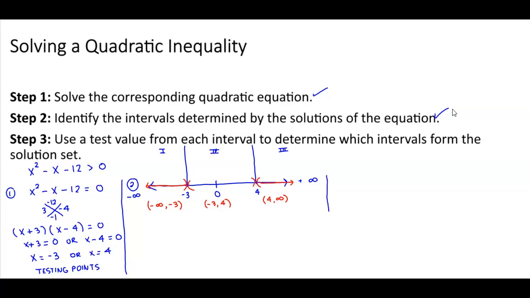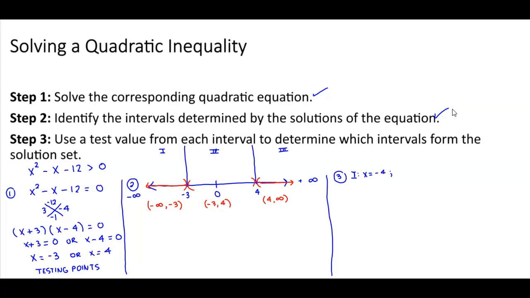Now in step number 3, they're asking us to use a test value from each interval to determine which intervals form the solution set. So what does that mean? If we look at region 1, there are values that go from negative 3 all the way to negative infinity. So we're going to just pick one point from there. And that point, we're going to say x equals, well, to the left of negative 3 is going to be negative 4.